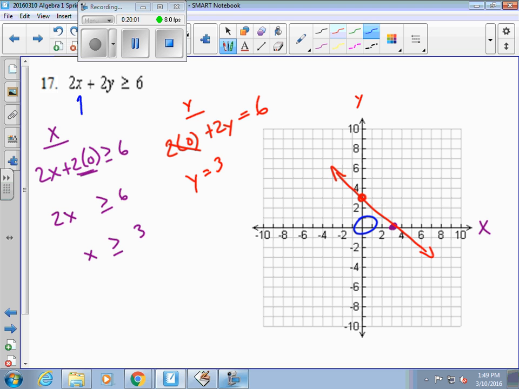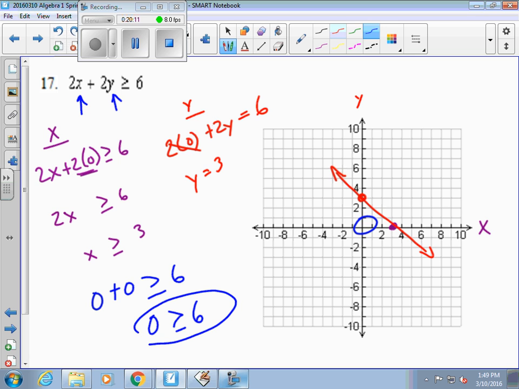So 0 in place of x is 2 times 0, which is 0, plus 0 in place of y is 0, is greater than or equal to 6. 0 is greater than or equal to 6. Again, truth value of that statement. Is that true? No, 0 is not greater than or equal to 6, which means you shade everything away from 0, 0.